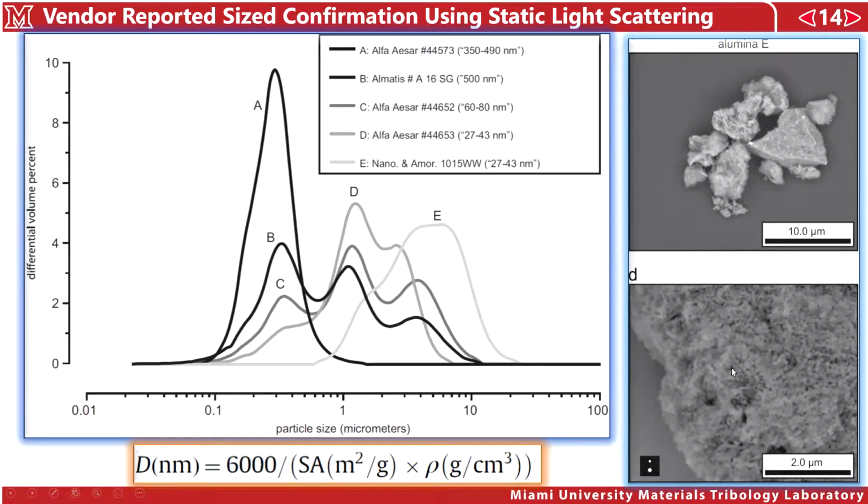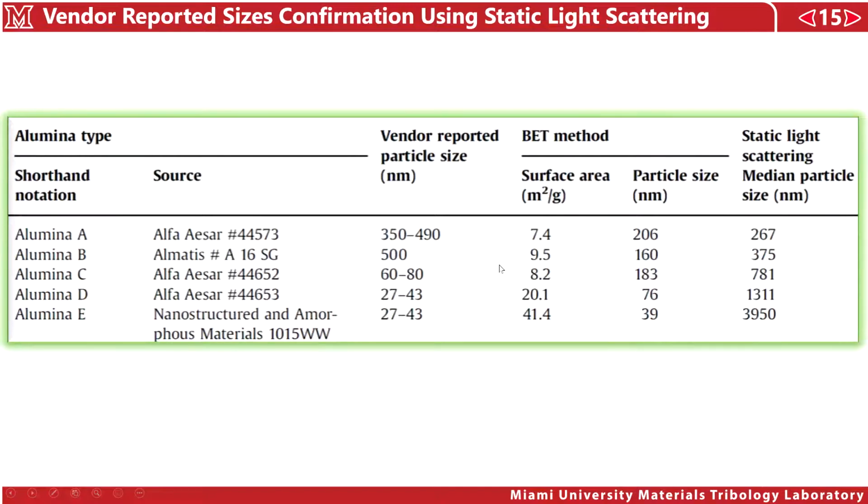Now, this is very important to understand what is going on. What this research group suggested was that the values the vendor reported came from something called the BET method of calculating the size of particles. So this d in nm is basically the diameter of the particle in nanometers, and this equation is what you can use to find the size of the particles. Now let's look at these values.